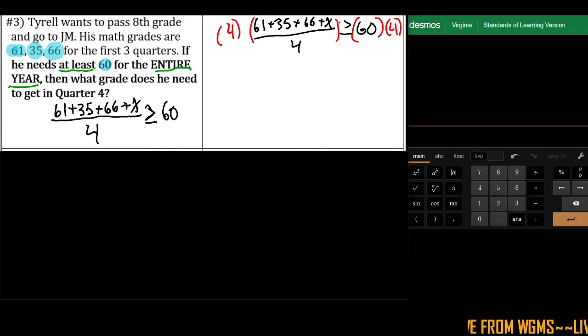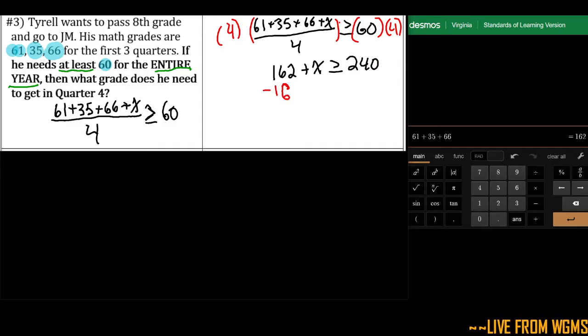So now I'm going to have those values, which let me add together on the side here. If I add these values together, I have 61 plus 35 plus 66, so I'm going to have 162. So I would say I have 162 plus x is going to be greater than or equal to 240. I'll be able to subtract both sides by 162.